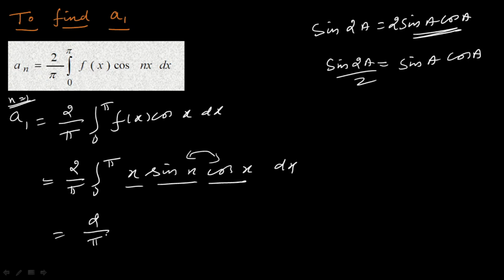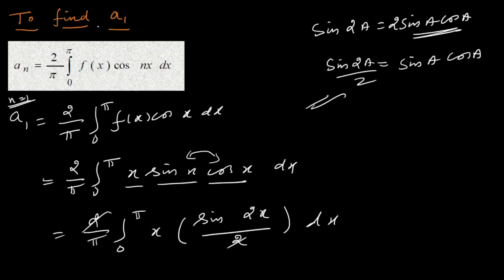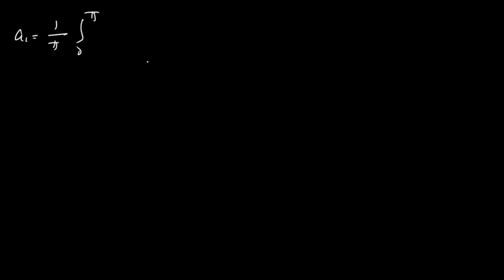That is 2 by pi integral 0 to pi x sine 2x divided by 2 dx, isn't it? So to make use of this formula, we have to replace this product of functions with a simple function like this. So these 2 and 2 being cancelled, we have a1 is equal to 1 by pi integral 0 to pi x sine 2x dx. This is of the form integral uv dx.